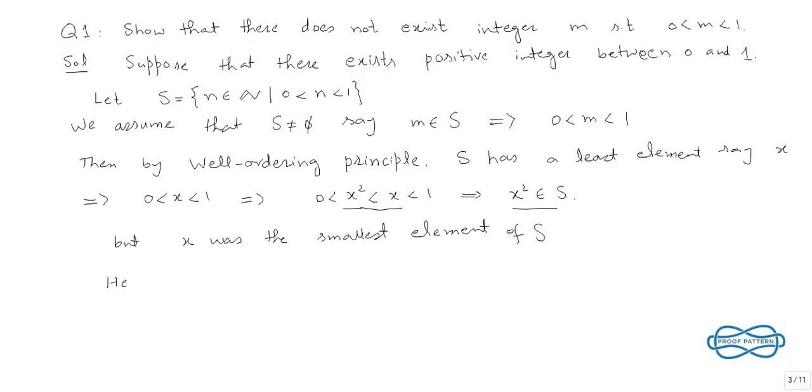Hence, this set S is empty. So it is proved that there does not exist any such integer which is between 0 and 1. We move to question number 2.